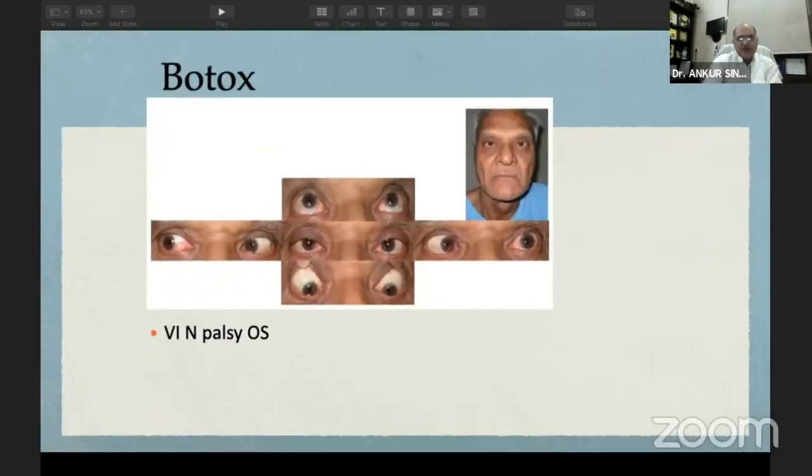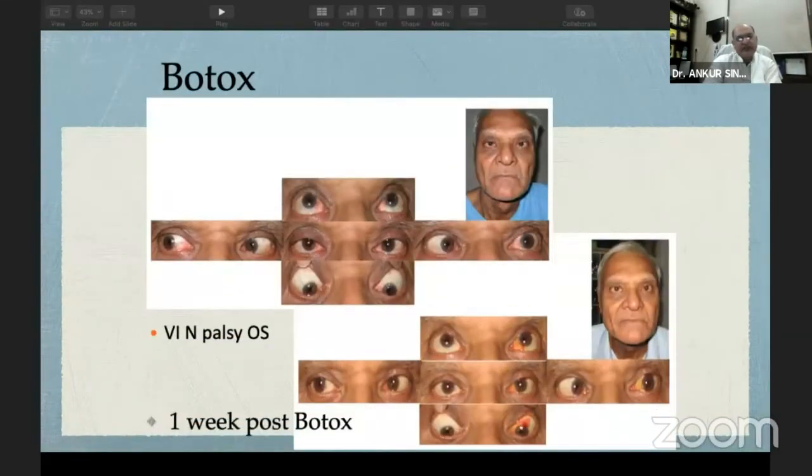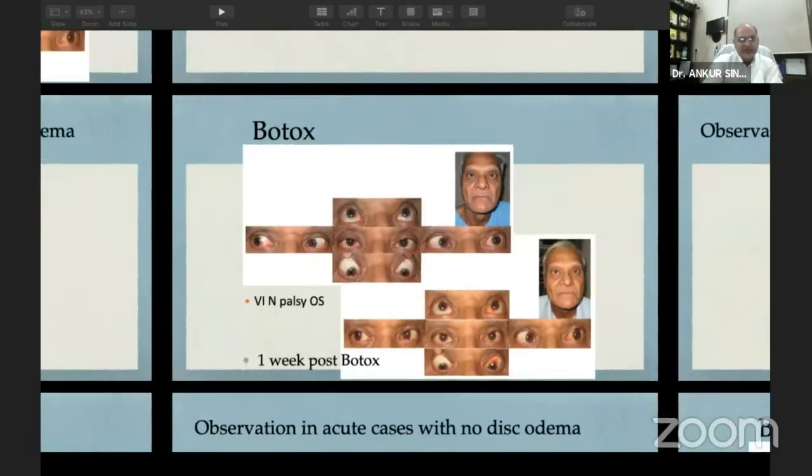Botox can also be an option to manage the acute phases. This is a case of left eye 6th nerve palsy where Botox has been given. It's a temporizing measure where we will try to prevent the contracture of medial rectus so that the recovery of lateral rectus takes place for some time.